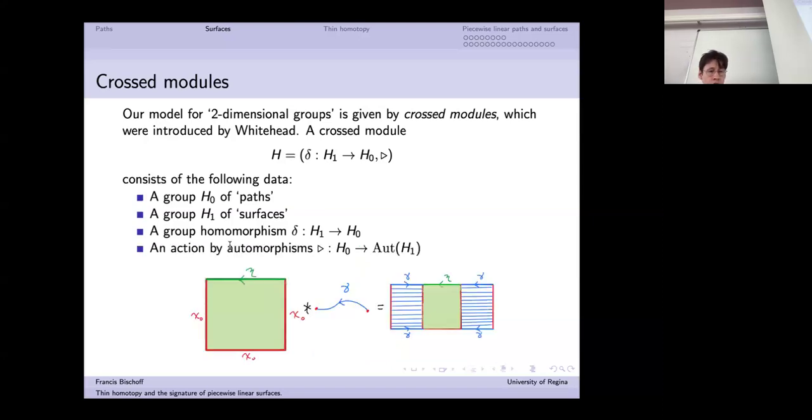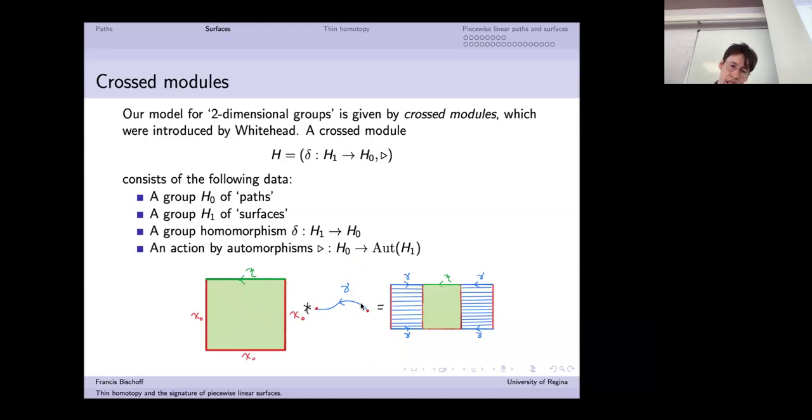Okay, and then the fourth thing is an action of the group H0 on the group H1 by group automorphisms. And here's the way that you should think about it. So I have a square here in green, and I have a path in blue, and I want to act by the path on this square.